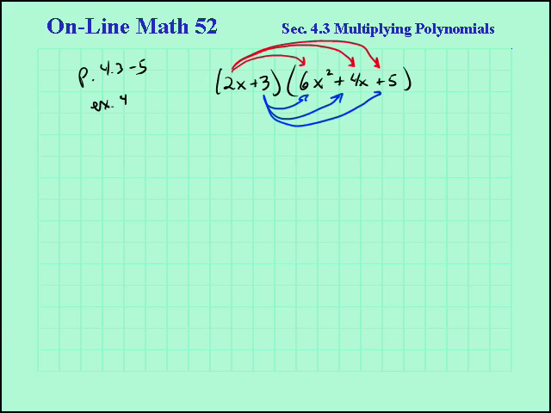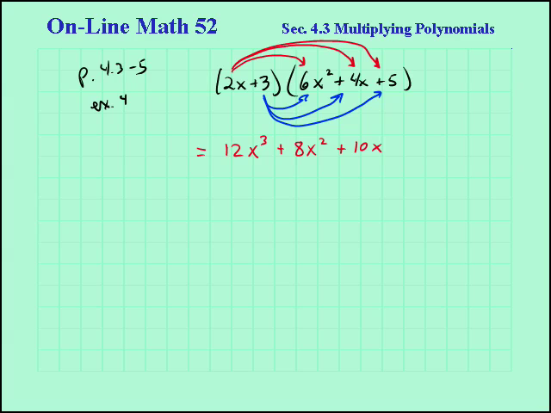We've got those 3 distributions. So we can get 3 red products, and let's see what they are. It's 2x times 6x squared. That'll be a 12x cubed. And 2x times the 4x is a positive 8x squared, x times x being x squared. And lastly, the 2x times the positive 5 is a positive 10x.